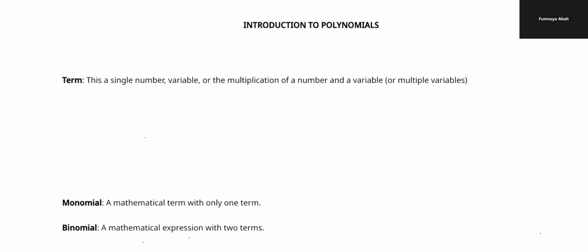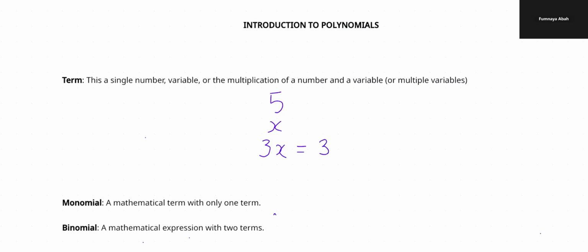So first, a term is a single number, a variable, or the multiplication of a number and a variable or multiple variables. So for example, the number 5 is a term because it's a single number. X is also a term because it's a single variable. Something like 3x is also a term because it's the multiplication of a number and a variable. And 3x is the same as saying 3 times x.